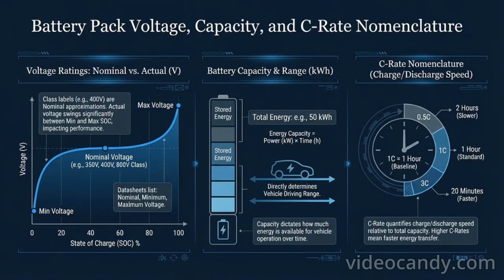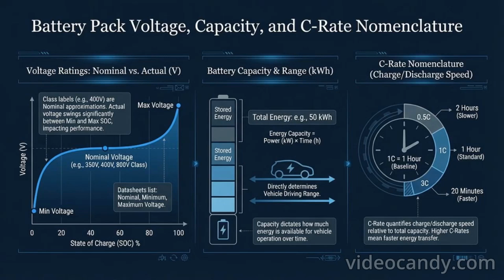Next, let's look at voltage ratings. You may see a battery labeled as a 350 volt pack, 400 volt, or even 800 volt architecture. This indicates the operating class, not the exact voltage, which varies with the state of charge. Data sheets usually provide nominal, minimum, and maximum voltages. Battery capacity is given in kilowatt hours, for example. A 50 kWh pack can deliver 50 kilowatts for 1 hour, which affects driving range.